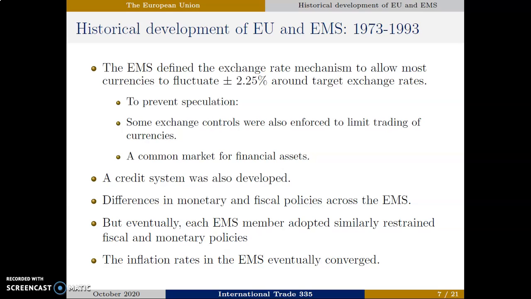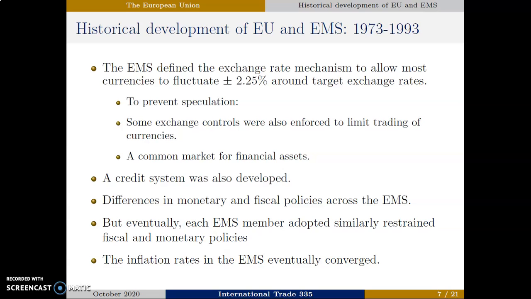To prevent speculation around what countries will do and how much the currency would be allowed to fluctuate, the member countries put exchange controls in place to limit trading of currencies. It also created a common market for financial assets. If you refer to the level of economic integration, this meant free trade of European countries and a common external trade policy, that is, a customs union.